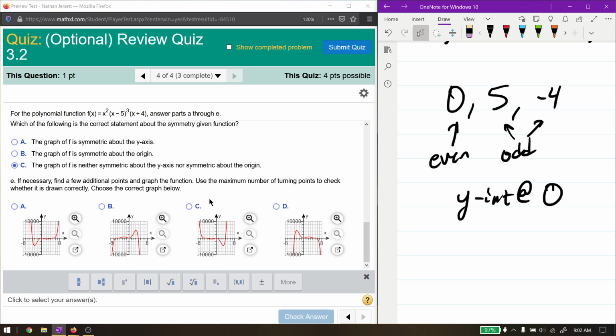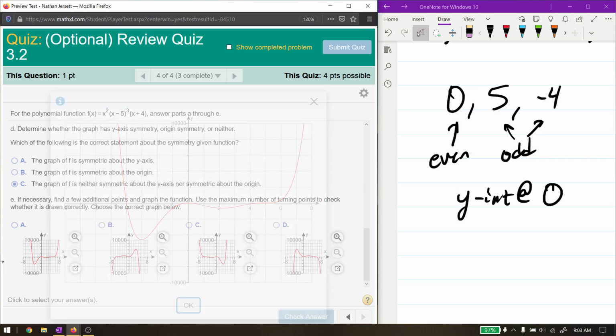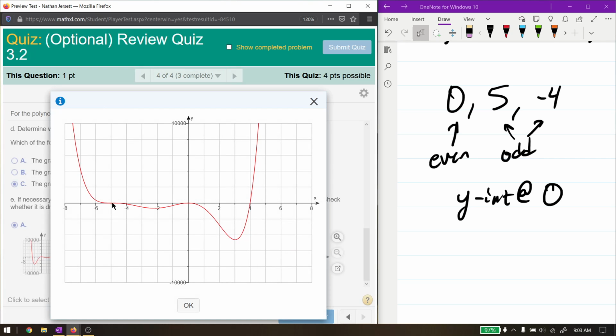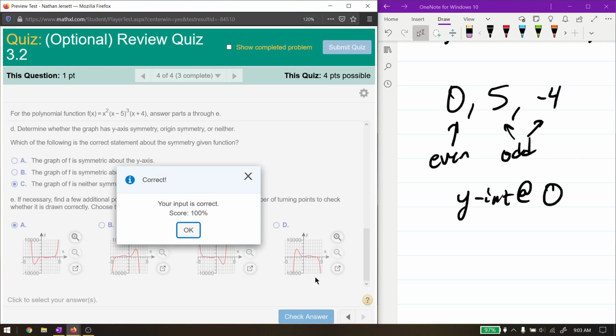We know it has to be A or C. That's for rise to the left and to the right. Now we're looking at the zeros. We have negative 4, 0, and 5. This one just crosses, so that's good. This one touches, which is good, that's even. This one crosses. We also have a y-intercept of 0. So A looks to be the answer. Let's check C here. We have negative 5 for a 0, and that is not a 0, so we can immediately throw that one out. And A has to be the correct answer. And it's correct.